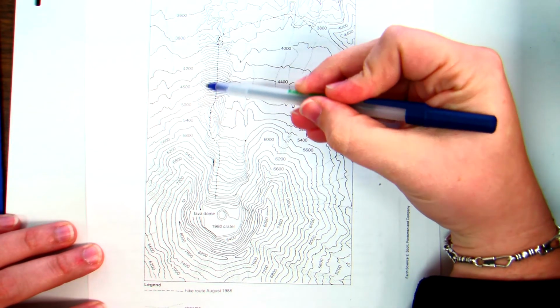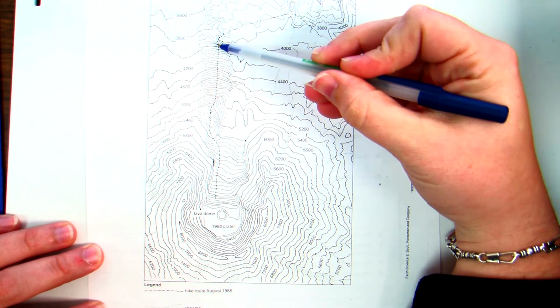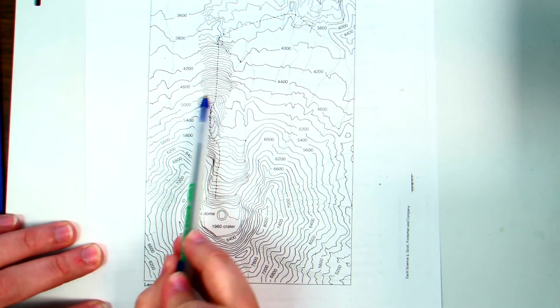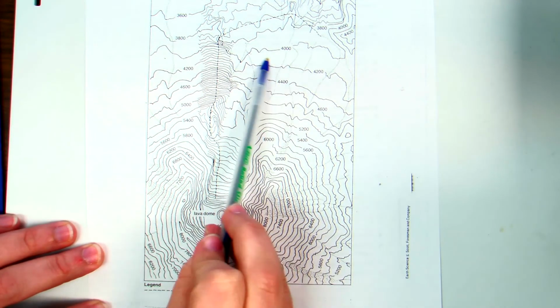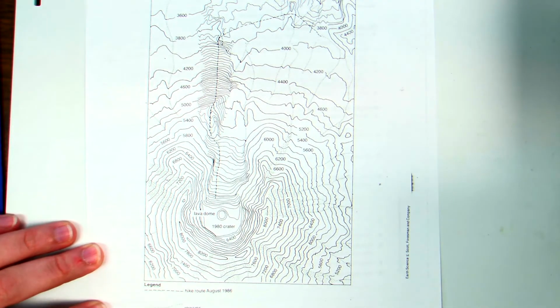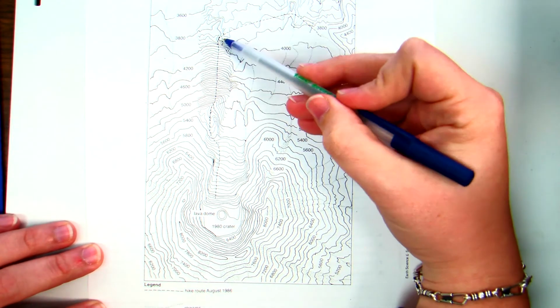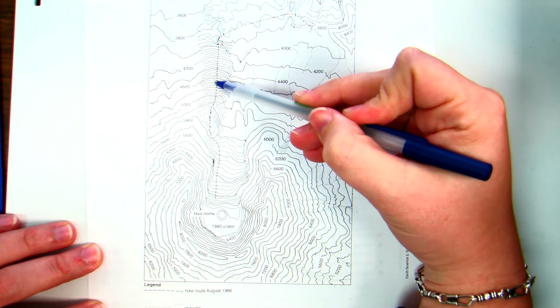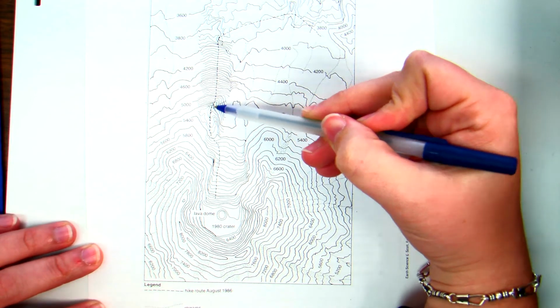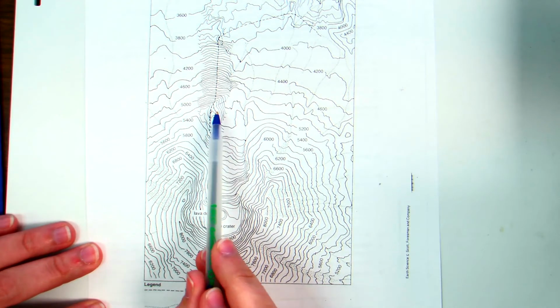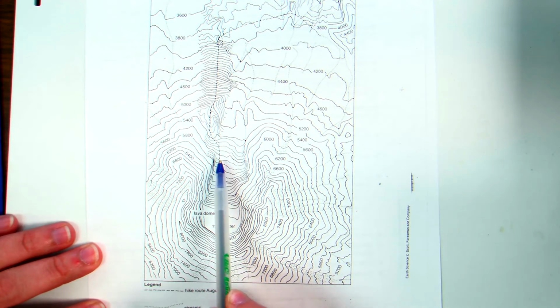So this right here will tell you that it's very, very steep because these contour lines are close together. When they're far apart, it tells you that the slope is gradual. So this will tell you right here that I'm probably on a pretty hard hike. Okay, that's very, very steep. When you come over here, you see that it's also really steep.